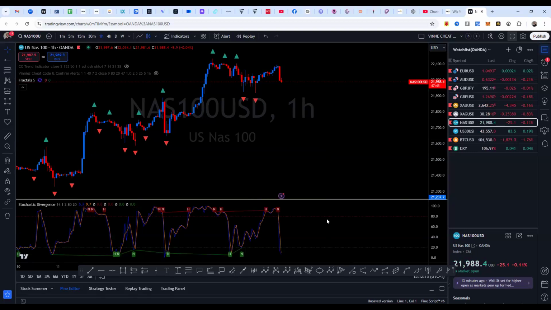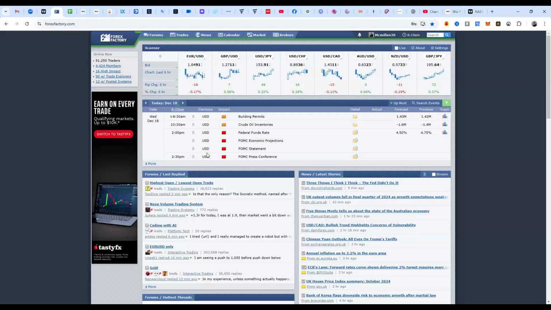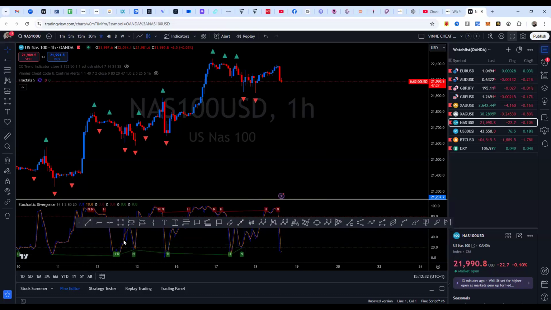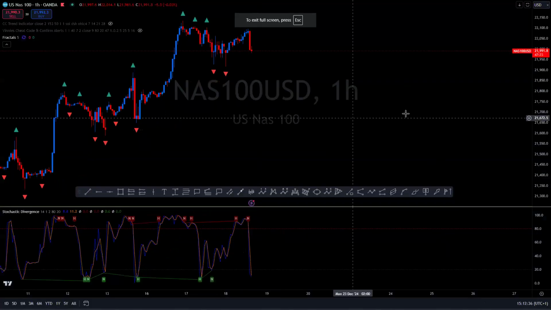It is December 18th, 2024. Before we get started, let's check the news. As we can see, we don't have any news until 2 p.m., so we should be done with the market by then. Let's get started on our GSA strategy analysis. We're going to be trading on NAS100. So let's start at the 1 hour.